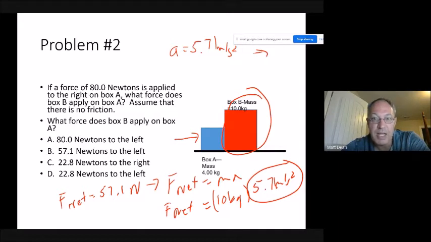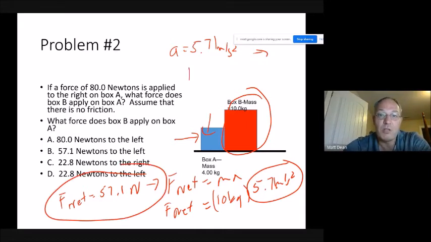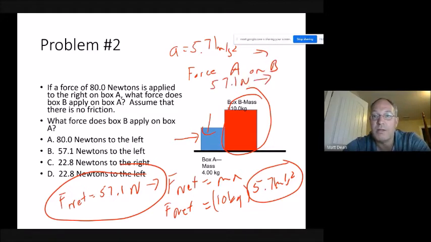And the object that's applying the net force to box B is box A. So this is the force of box A on box B, 57.1 newtons to the right. But now you've got to think about Newton's third law. If box A pushes to the right with 57.1 newtons on box B, box B pushes equal but opposite to that on box A. So if A pushes B to the right 57.1, B pushes A to the left at 57.1.